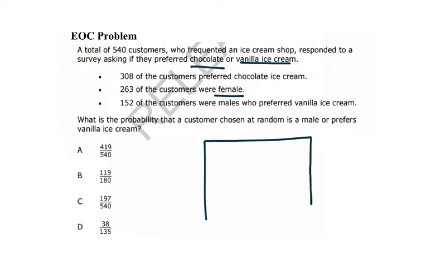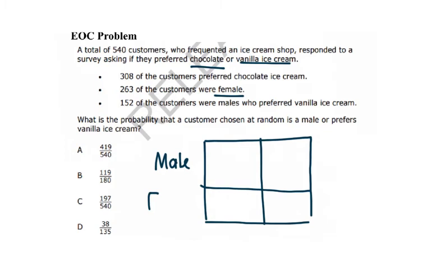So I want you to make a little two-way table. We're looking at males and females, and then we're looking at if they prefer chocolate or vanilla. So I want you to pause the video, and I want you to see if you can fill out the table. There's enough information in here. So pause the video, fill out the table in 1, 2, 3.